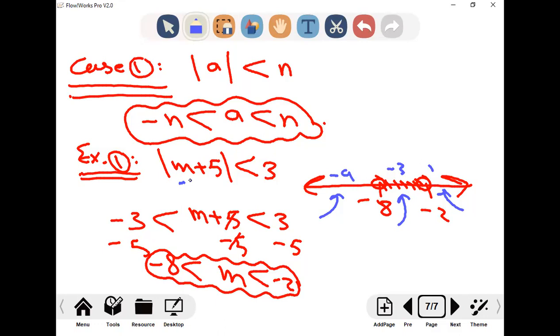But negative 9: absolute value of negative 9 plus 5. How much is negative 9 plus 5? Negative 4. Absolute value of negative 4 is positive 4. Is positive 4 less than 3? Also no. So here no, here no. Put negative 3 now. Negative 3 plus 5 is positive 2. Absolute value is 2. Is 2 less than 3?